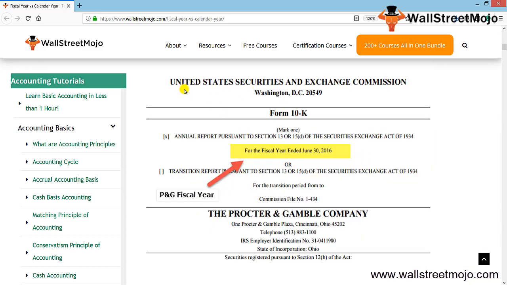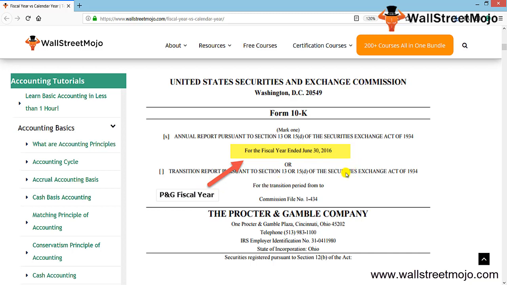This is another example that I'm showing you, the United States Securities and Exchange Commission. This is the annual report pursuant to the Securities Exchange Act of 1934 for the fiscal year ended June 30th. So this is what Procter and Gamble has defined as its fiscal year. Now we note that P&G uses a different year ending for reporting its financial statement than what Colgate has used. So you see that P&G is using a fiscal year ending June 30th.